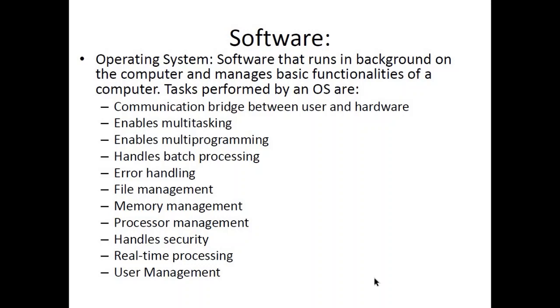There are many tasks performed by an operating system. Some of them are to create a communication bridge between user and hardware. It enables multitasking. It enables multi-programming. Multitasking means handling more than one task at the same time. This is especially true in terms of multi-core CPUs, when there are 4, 6, or 8 cores available and each core handles a different task at the same time. And multi-programming means that you are able to open different softwares or programs at the same time.